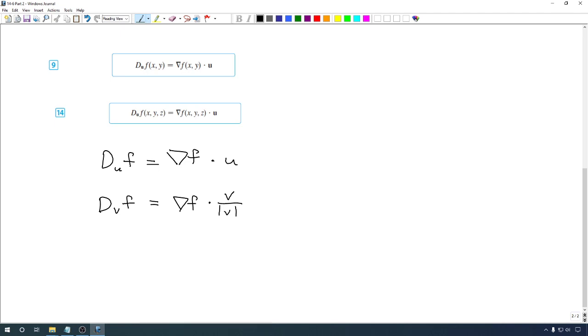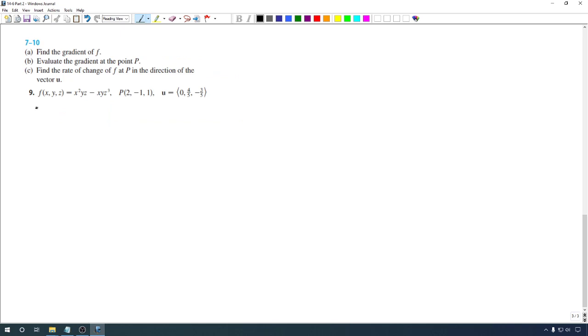So let's go ahead and look at an example. We have a function of 3 variables. We have a point. We want the gradient of that function, specifically at that point. And then we want to know what is the rate of change in the direction of this vector, or in other words, the directional derivative in that direction.